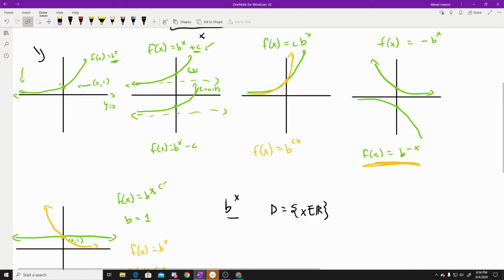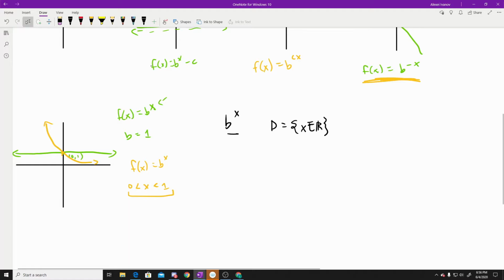However, if we look at the range, it is restricted because of this asymptote along the line y equals 0. We won't be able to go below it, so the range will be restricted to values that are greater than 0. So the domain is x belongs to all real numbers, but the range for the function would be that y belongs to all real numbers such that y is greater than 0.